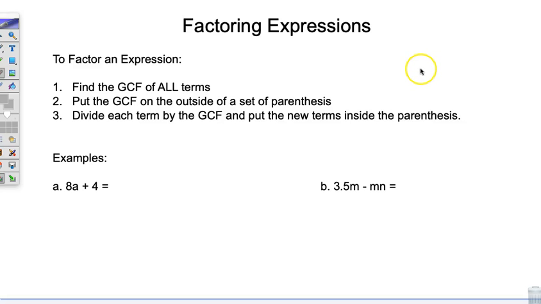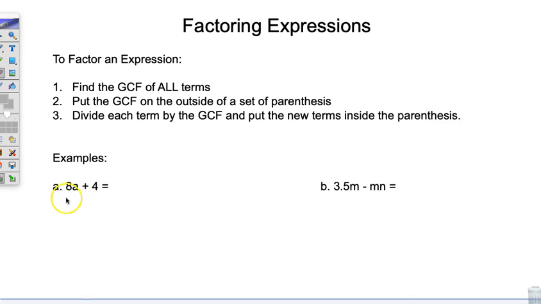Today's lesson is on factoring expressions. Factoring expressions is just the opposite of distributive property. To factor an expression, we will find the GCF, or the greatest common factor, of all terms. We will put the GCF on the outside of a set of parentheses and divide each term by the greatest common factor and put the new terms inside the parentheses. Okay, so let's get started.